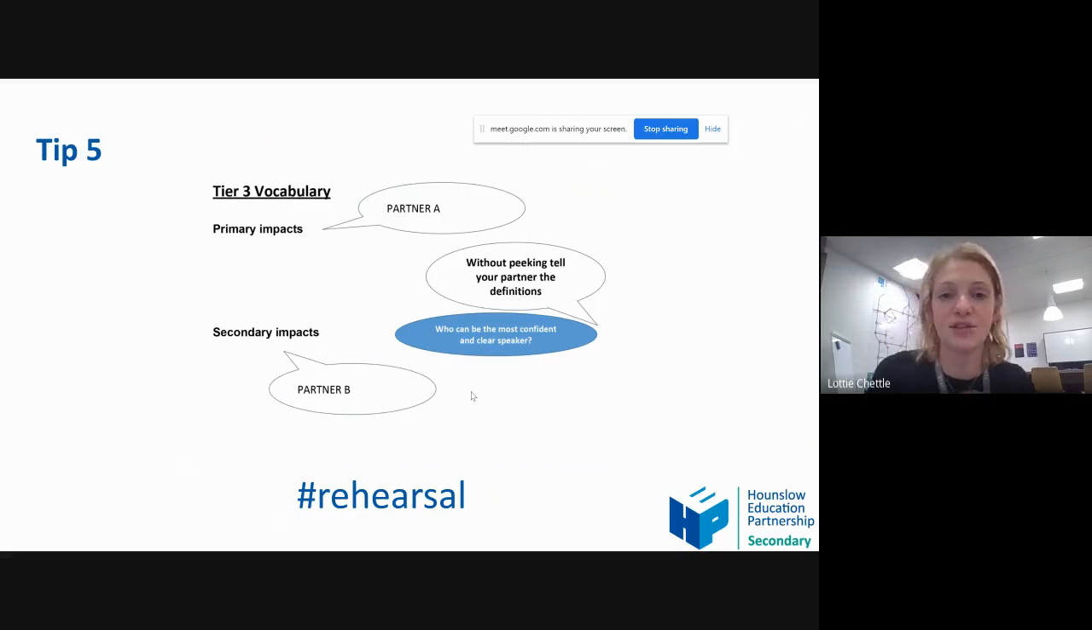So if you can get the students really rehearsing them, then they can be talking about revolution again and again and again, that means that they will be confident in pronouncing them, confident in using them, and then hopefully confident in understanding what they mean in an exam.